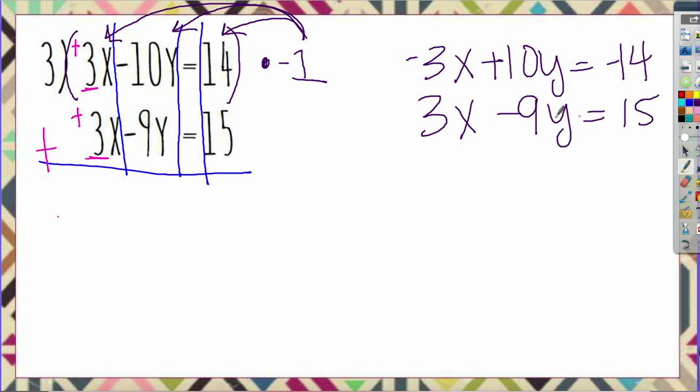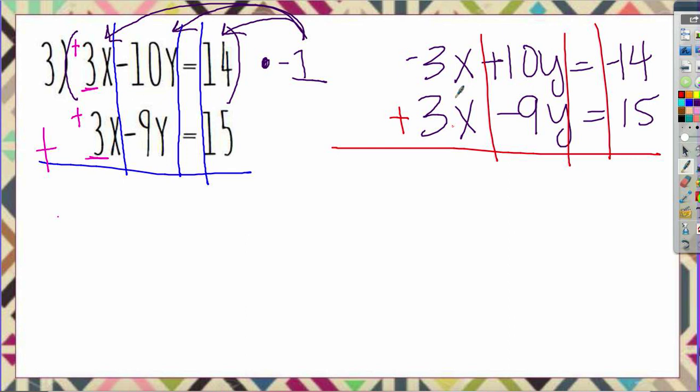And now I will continue to actually add, because now something's going to cancel. -3x plus 3x will leave us with 0x, so there's no x's left. 10y plus -9y just really means 10 minus 9, so there's a +1y left, equals -14 plus 15, which is the same thing as 15 minus 14, which is a +1. So we've got our y variable.